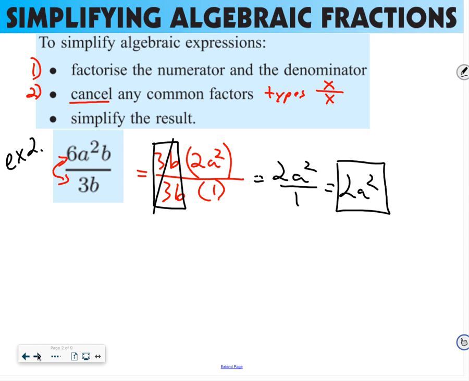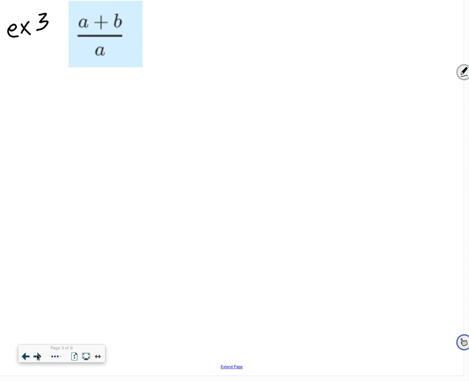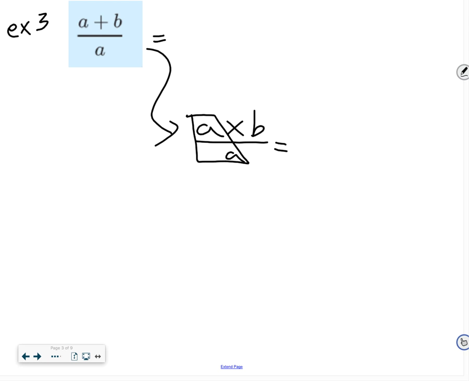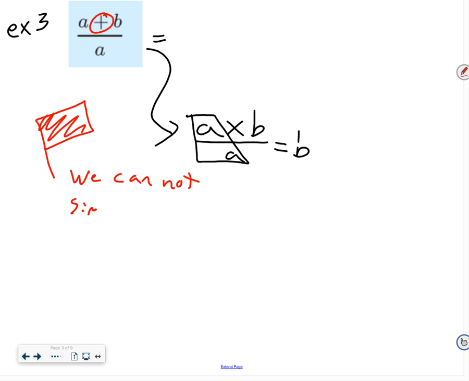So let's look at a more complicated one. If we have a plus b over a, we can't simplify this because there is no common factor. The common mistake I see here is students recognize this as a times b over a. And this we can simplify because we have common factors. Those would cancel out, and this is equal to b. So we have to be very careful. If we see an addition sign, put up a red flag and say we cannot simplify because it's not a factor.